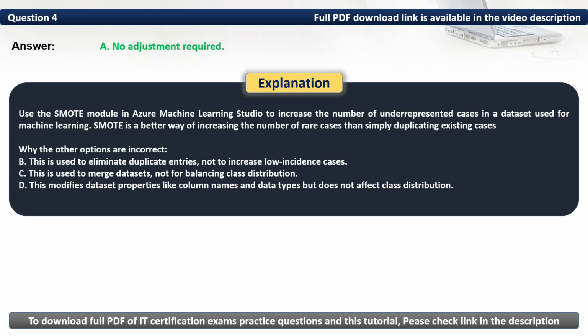Use the SMOT module in Azure Machine Learning Studio to increase the number of underrepresented cases in a dataset used for machine learning. SMOT is a better way of increasing the number of rare cases than simply duplicating existing cases.